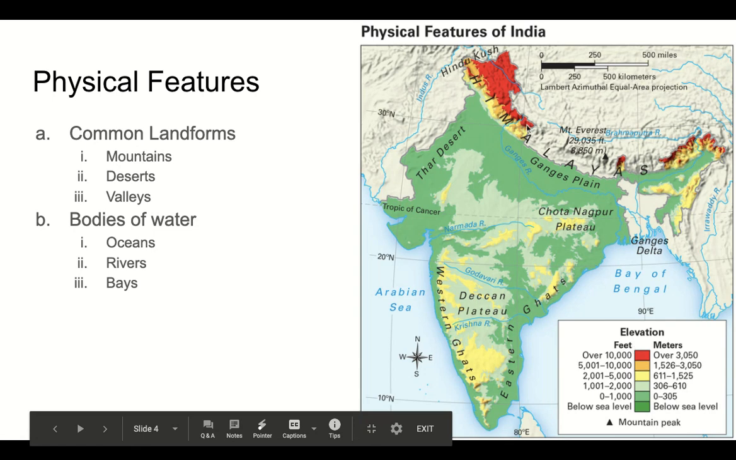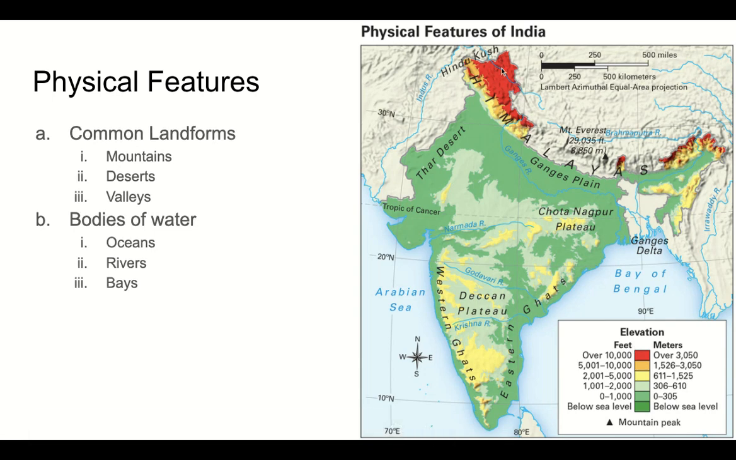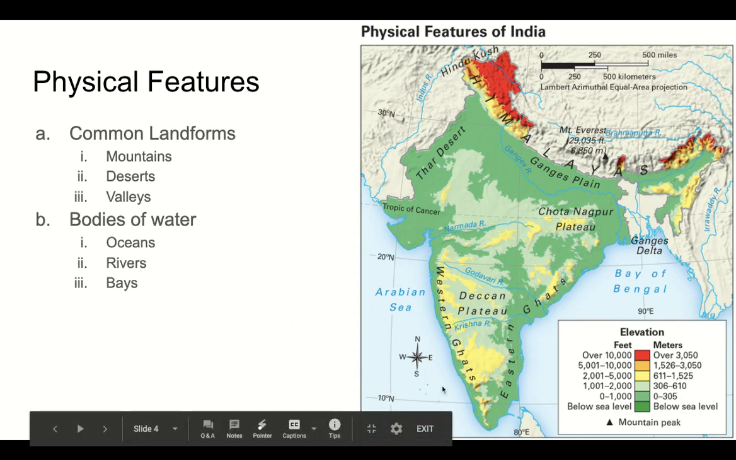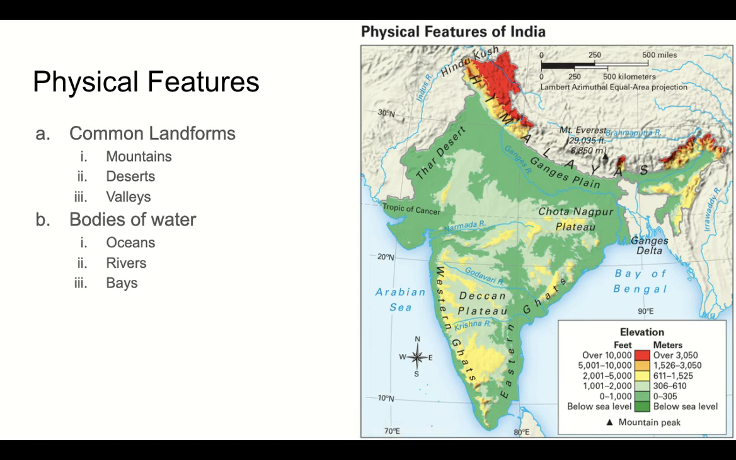And when you get up here in red, you tend to have some of the really tall areas. This is the Himalaya Mountains, which are some of the highest mountains in the world. You have mountains, deserts, valleys, and it also tells you about bodies of water, the Arabian Sea, the Bay of Bengal, and it gives you an idea of what you have there, and that's what physical features are.